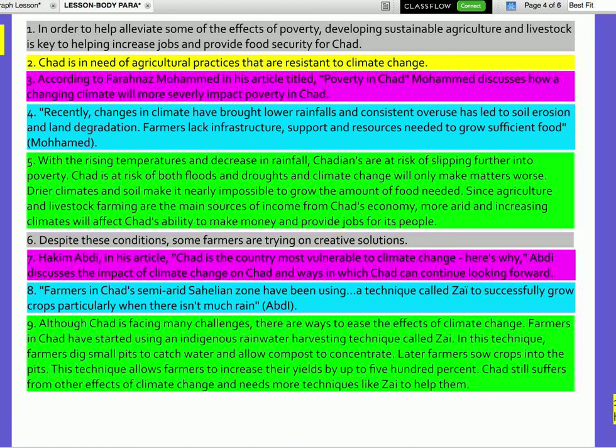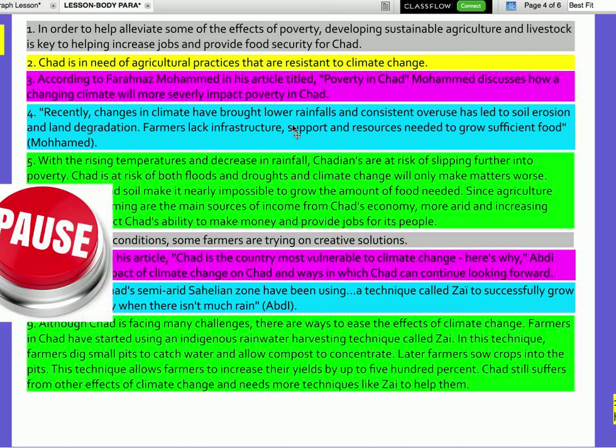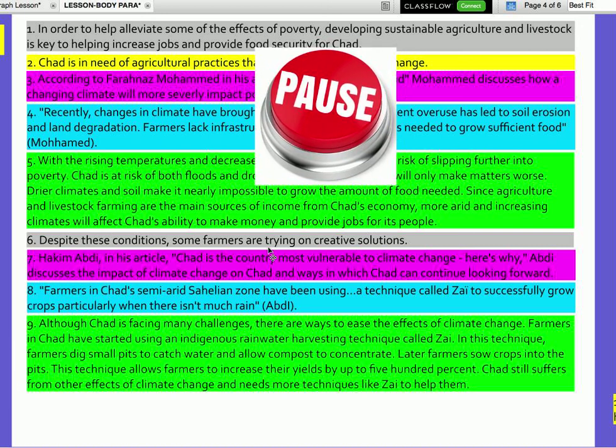And then Chad still suffers from other effects of climate change and needs more techniques like Zai to help them. So in the end of my evidence, I talk about what they're still suffering from and how they still need help. So I'm going to have you pause right now. I'm going to have you introduce your next piece of evidence, write your evidence, and write your explanation.